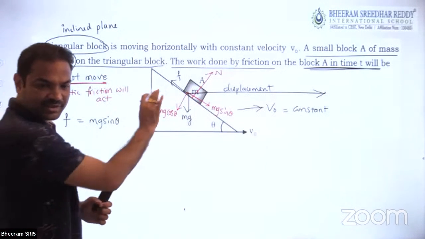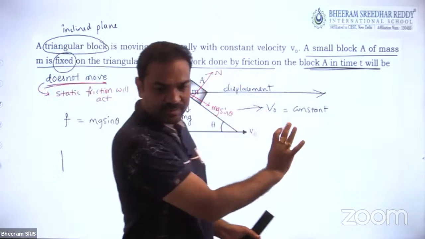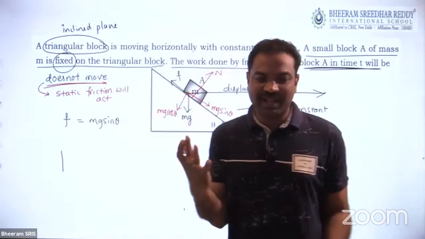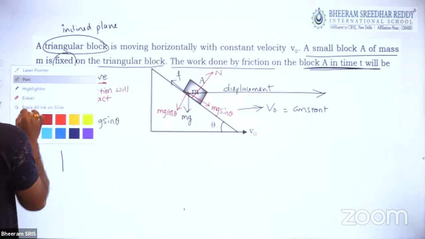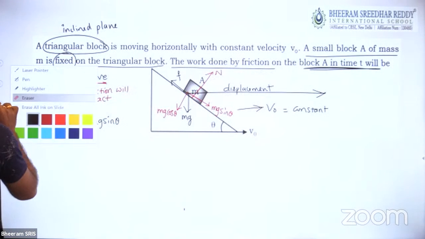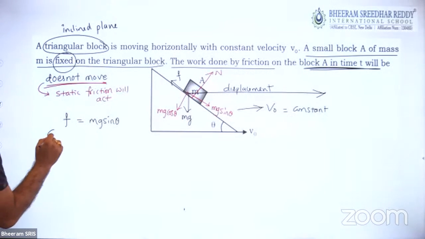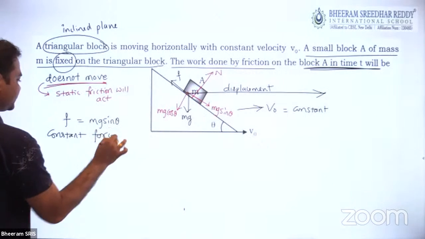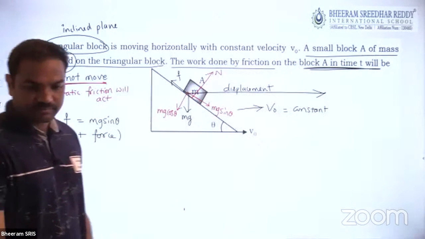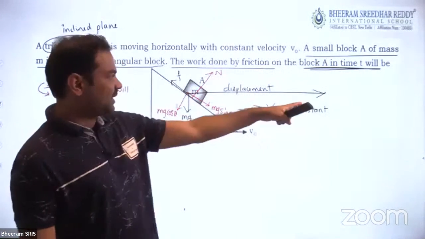You have seen the friction, you have calculated the displacement, but you didn't see what the angle between the force and displacement is. Now, is this friction force a constant force or a variable force? It's a constant force. Work done by a constant force we know already. Now the question is, what is the angle between the displacement and friction?